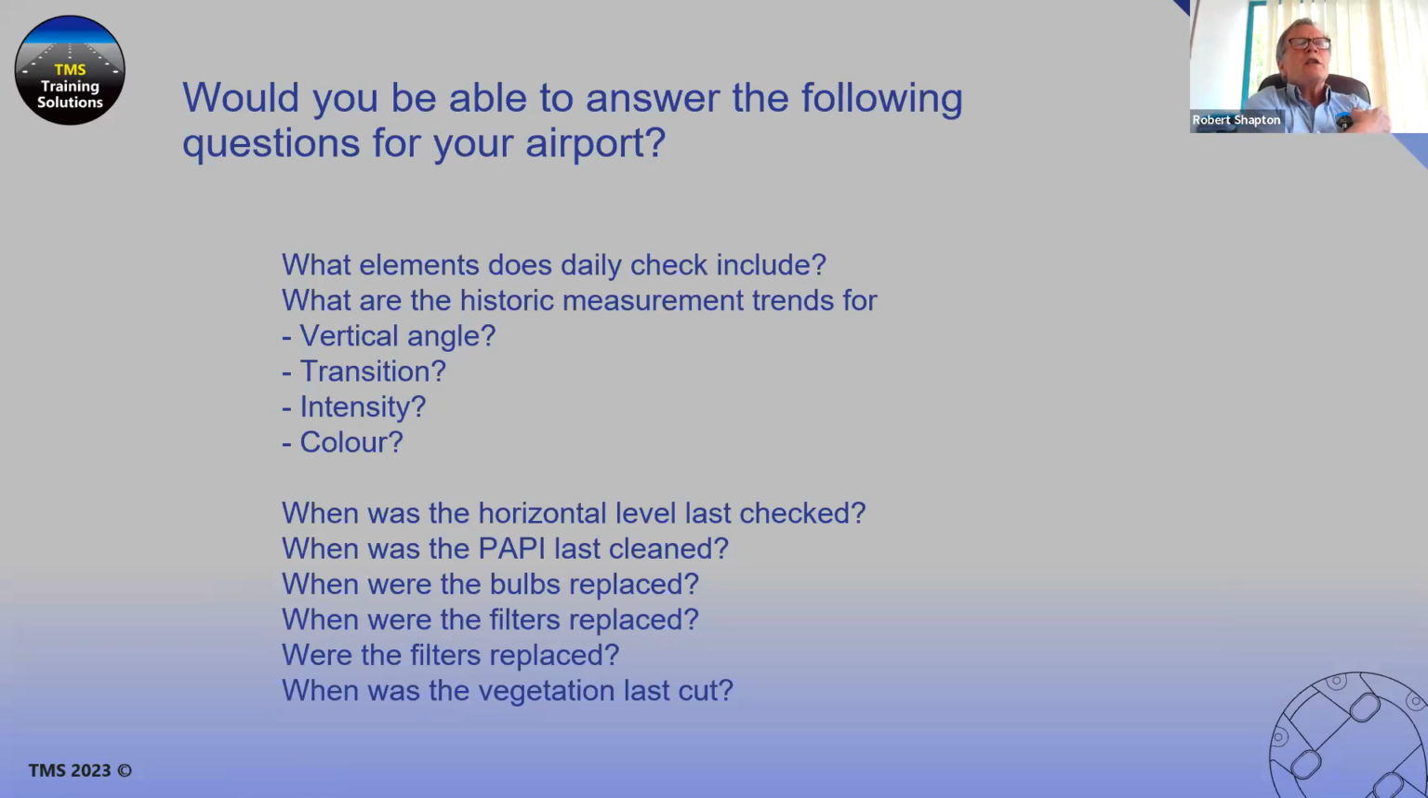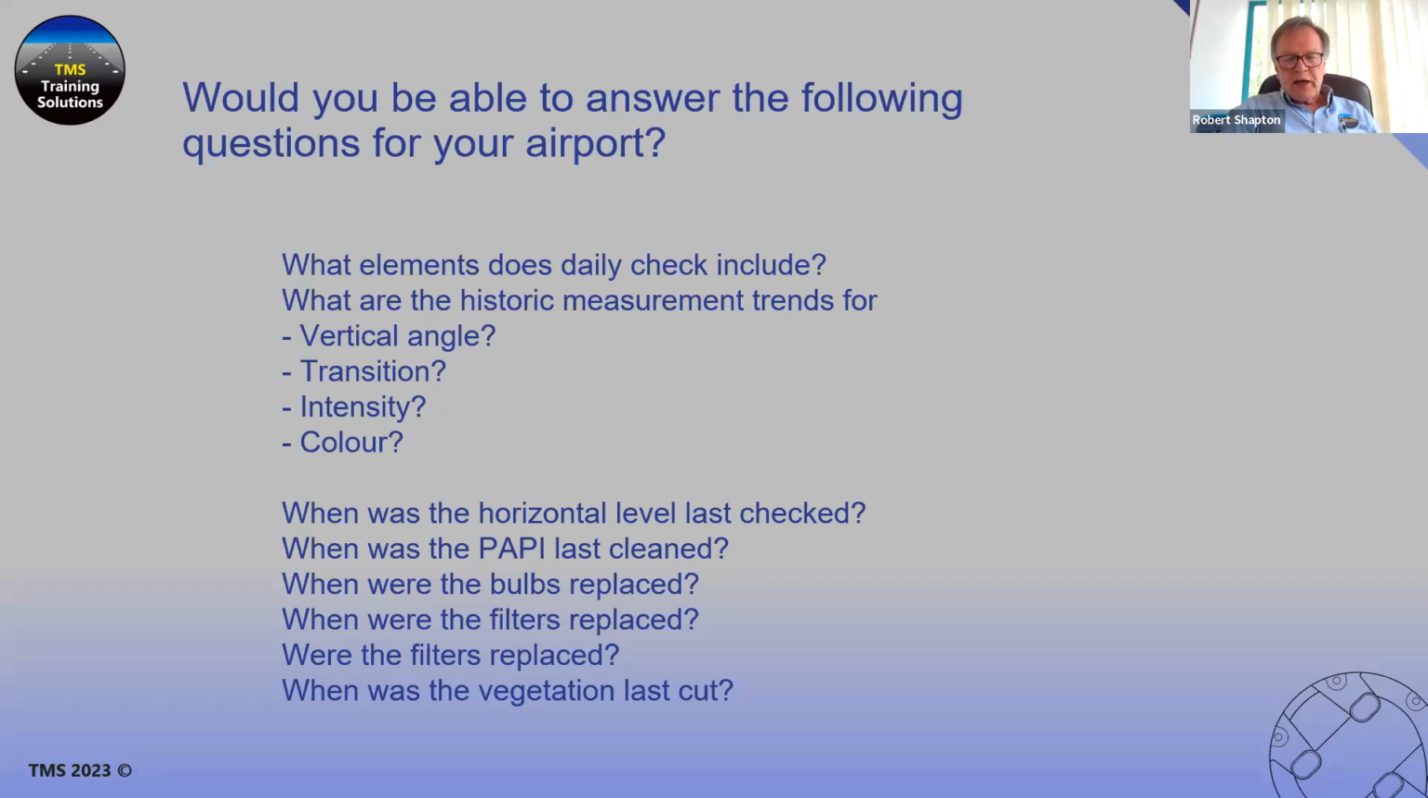Moving on, when you look at any of your visual aids at the airport, can you answer the following questions? What elements does the daily check include? People go out and do daily checks, but what do they actually check for? We can say, well, look and see if any lamps are out, but are they required to check the levels of vegetation potentially obscuring the lights, to perform a bob check to see if they are broadly aligned? It's a crude check, but it's still a very effective way to crouch 10 meters in front of a PAPI to see if all of the beams are changing simultaneously.